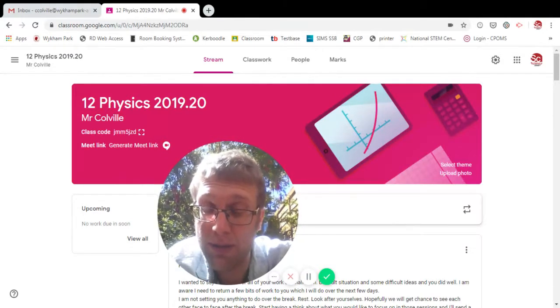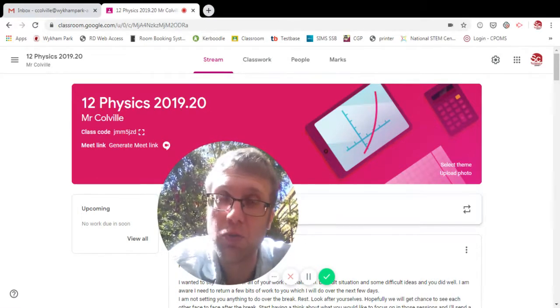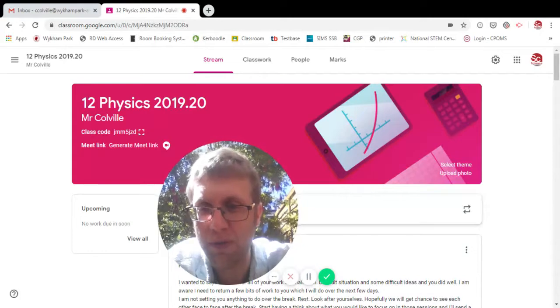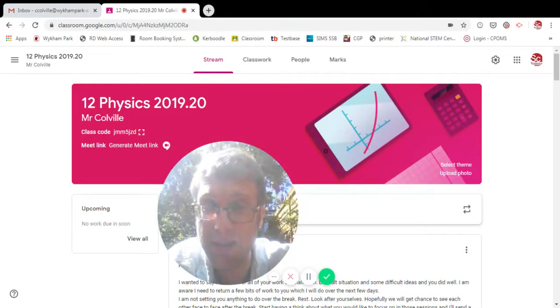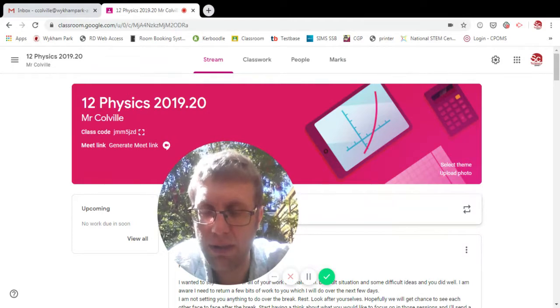No work today because it's an inset day at school, so we're doing some teacher training. Plan for this week is actually some review work of work which we have done over the course when we've been off. So heating and cooling, energy transfer, specific heat capacity, specific latent heat, and then some work on ideal gases.